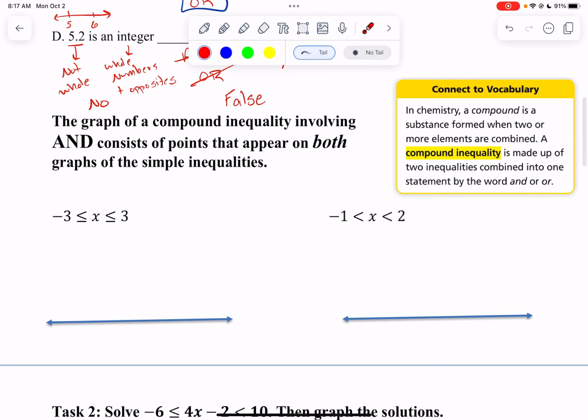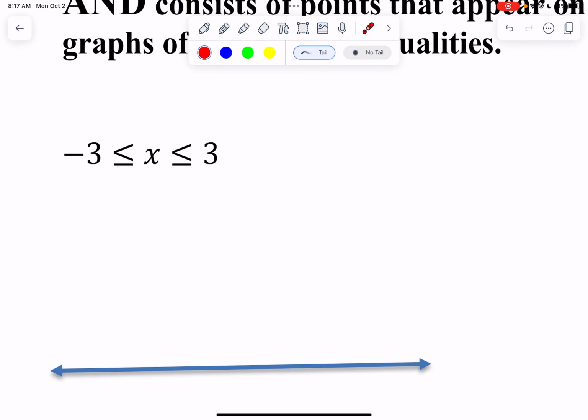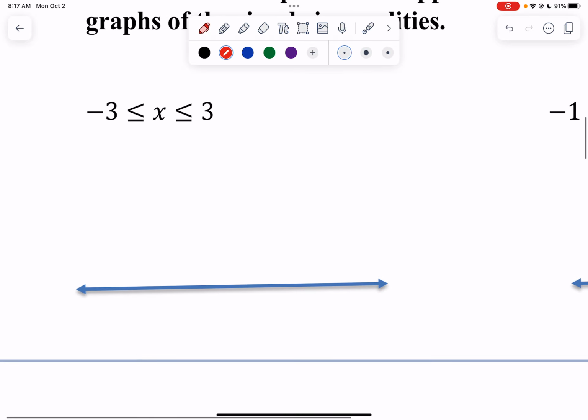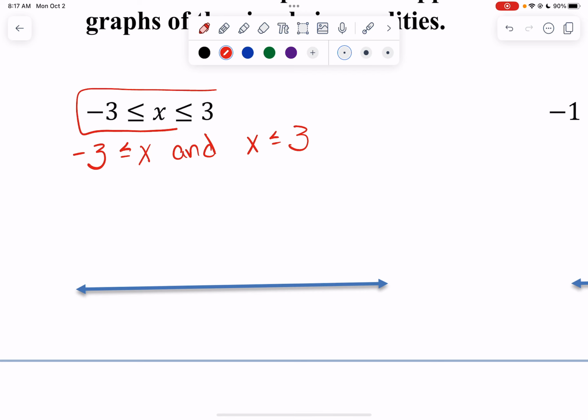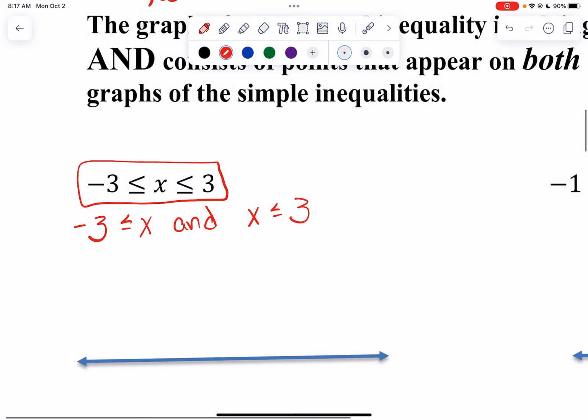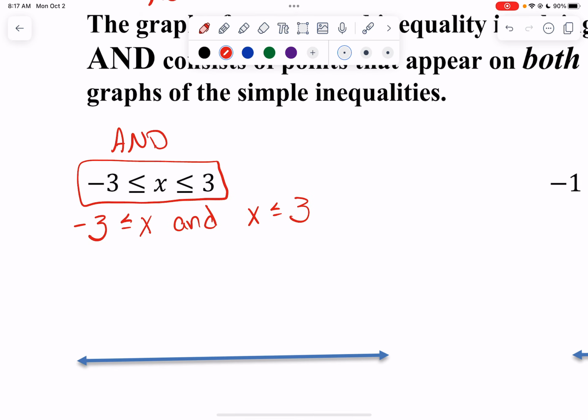At first glance, if I look at this one, this looks kind of crazy. It's got two inequality symbols, but no and, no or. Okay, this is a shorthand way of writing an and statement. What this means is -3 is less than or equal to x, and x is less than or equal to 3. We only use this notation to put together an and statement.